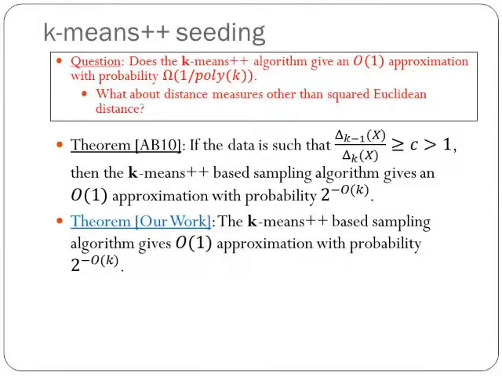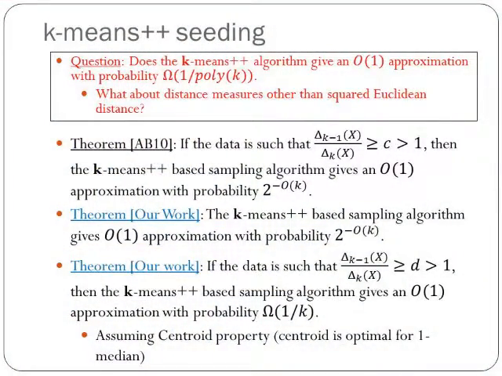Now, in this work, we actually strengthen this result. What we show is that this algorithm, the k-means plus plus based sampling algorithm, is going to give you a constant approximation with probability exponentially small in k, even when the separation condition does not hold. The separability condition is actually not required when your probability is exponentially small in k. So you can get rid of that. Okay.